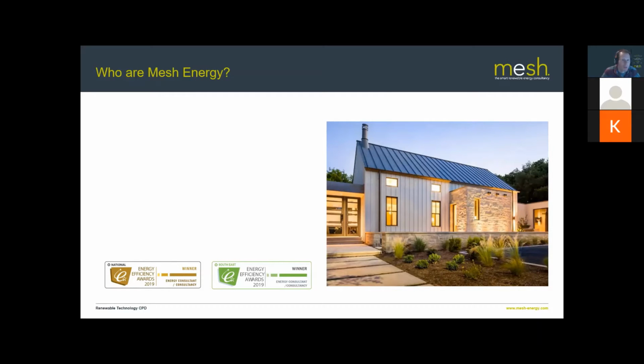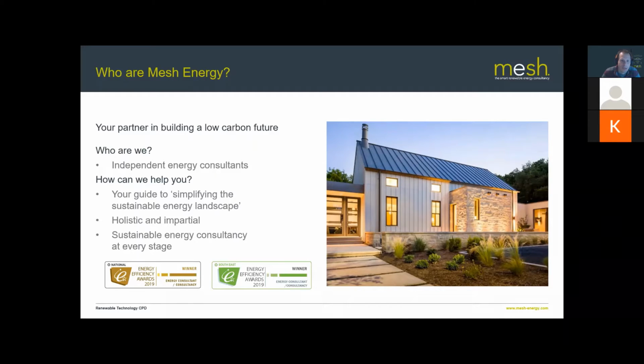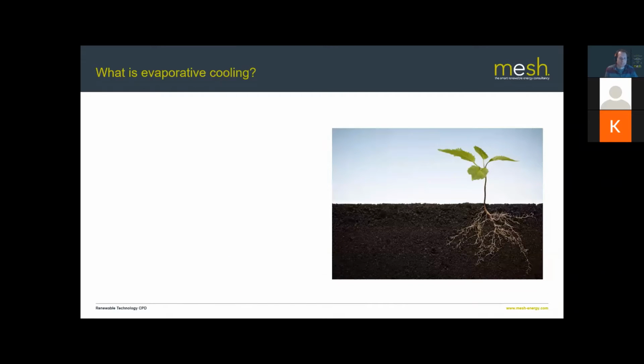So who are Mesh Energy? Well, we are a one-stop shop consultancy for low carbon buildings. What we aim to do is be independent and declutter the energy landscape, and give clients advice about what the best solution is for their particular application. Manufacturers can obviously be quite tied to a particular technology, and they'll always try and advise you that the best technology is the one that they happen to sell. We don't have any of those ties, so we're quite independent. We try to be holistic, impartial, and everything else.